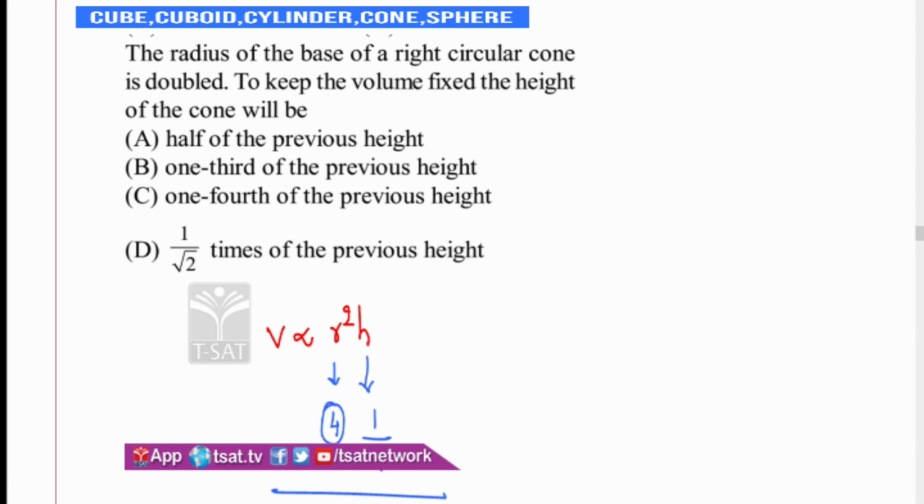So half of the previous height? No. Option B 1/3 of the previous height? No. Option C 1/4 of the previous height? Yes. If radius is doubled, you have to make the height as 1/4 of the previous height in order to maintain the same volume.